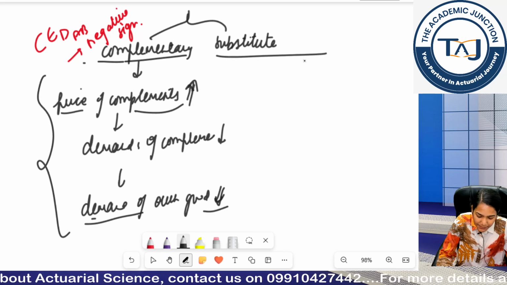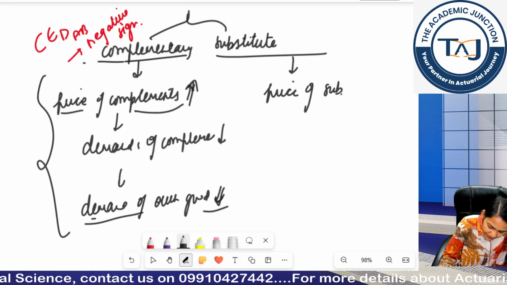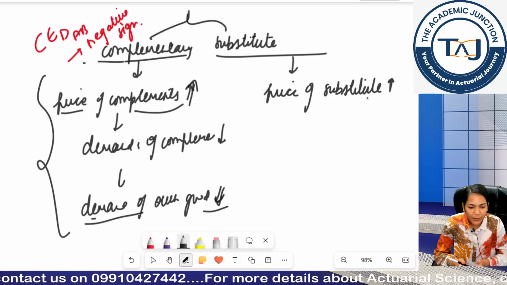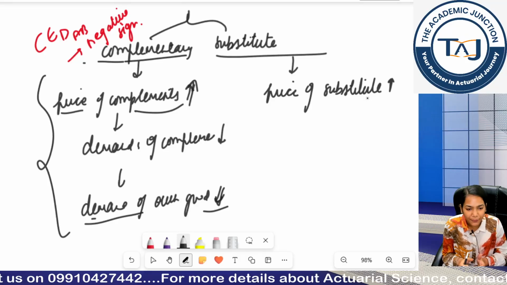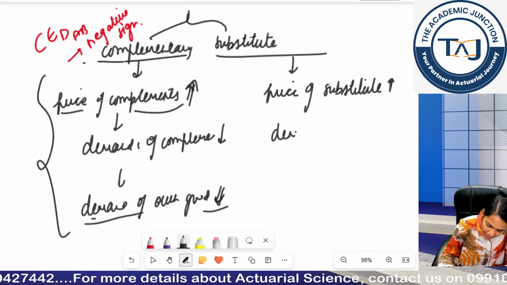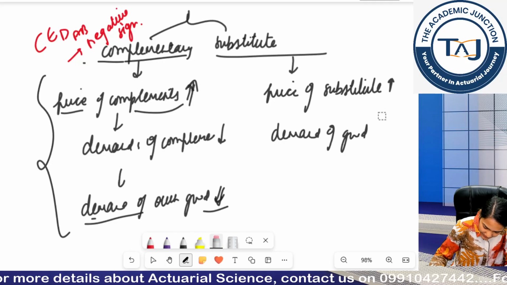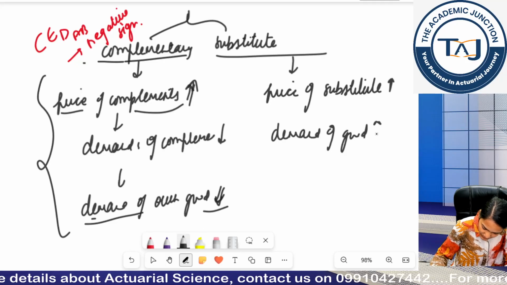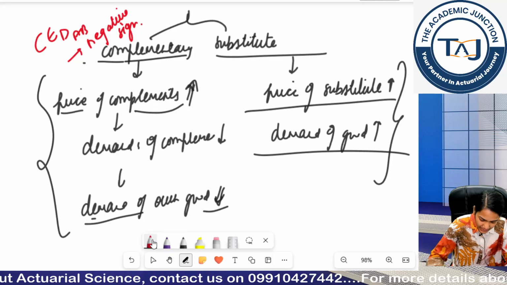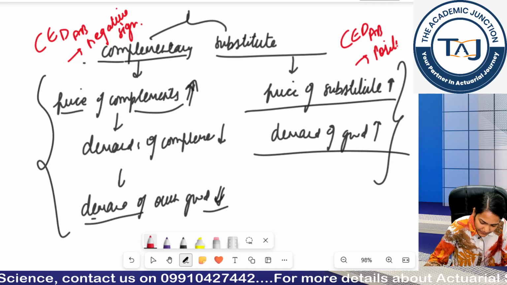If I talk about substitute goods, if the price of a substitute increases, what will happen? People will shift from one good to the other substitute, right? So demand of my own good will increase. You can see there is a direct relationship. So in this case, the CED of AB will have a positive sign.